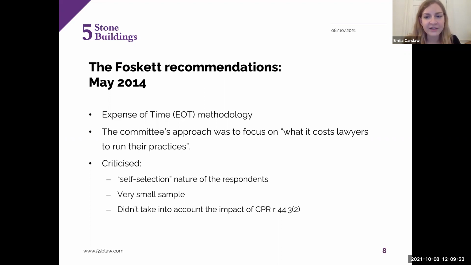And they essentially got bogged down in attempting to ascertain what the actual costs of running a litigation practice were, which was essentially an impossible task for a number of reasons. It was particularly criticised for the self-selection nature of the respondents because the surveys weren't randomised, and it was a very small sample of the large community of civil litigation solicitors who responded. So it wouldn't have been able to actually provide the detailed stats it was looking for. And many law firms were actually just unwilling to provide the detail that the Foskett committee was searching for.